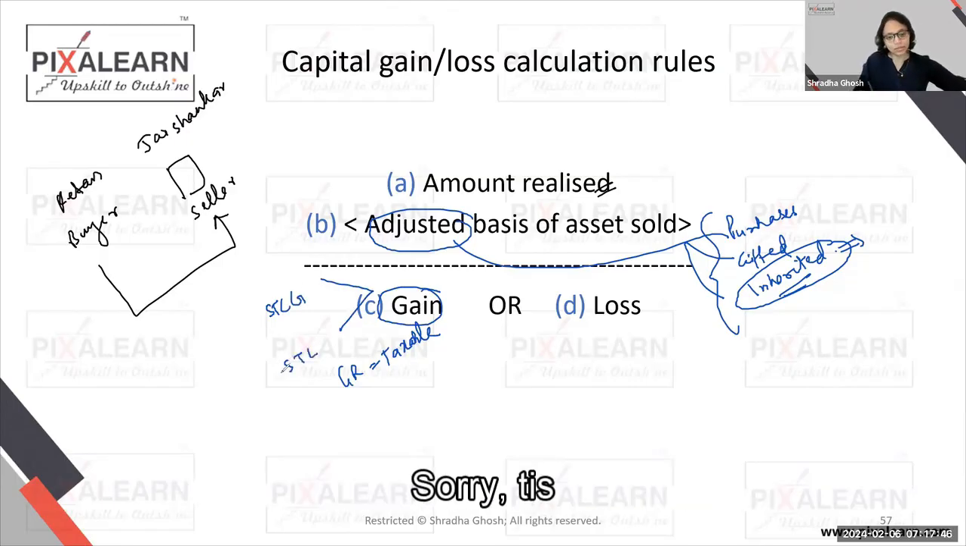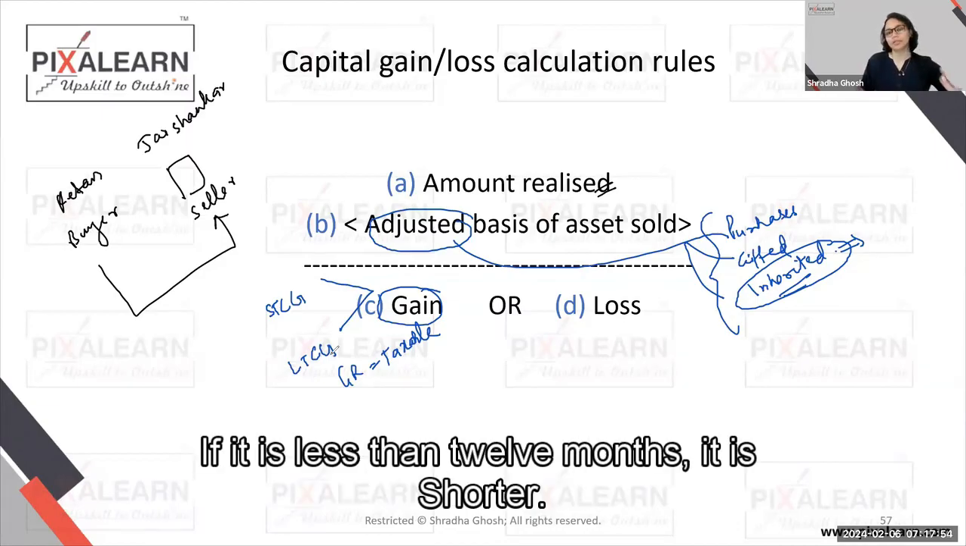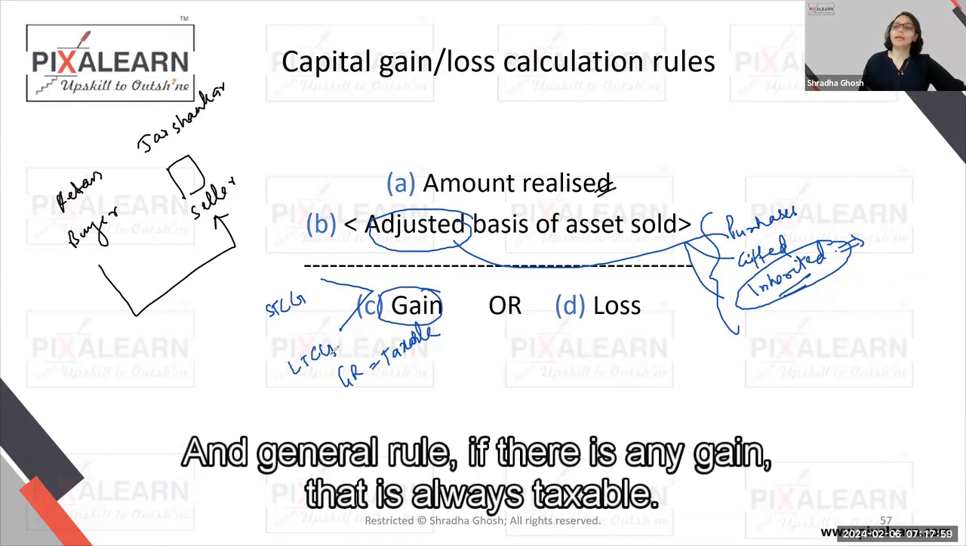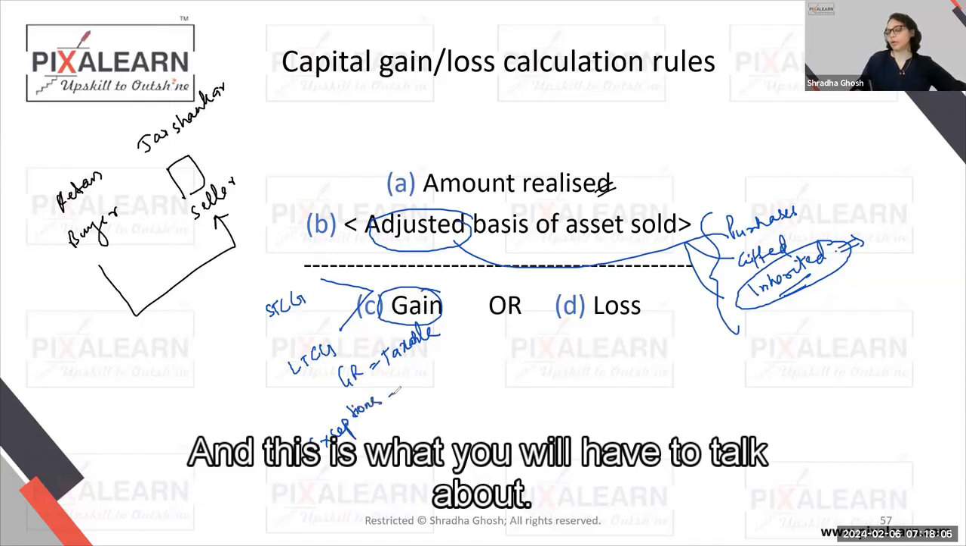Sorry, it is long term capital gain. So the general rule, if you've held a property for more than 12 months, it becomes long term. If it is less than 12 months, it is short term. And the general rule, if there is any gain, that is always taxable. But they have given you exceptions. And this is what you will have to talk about.